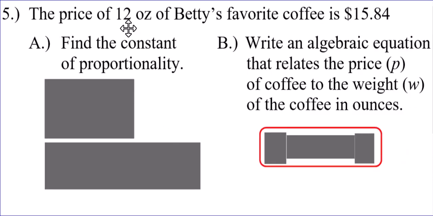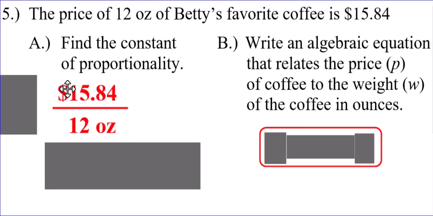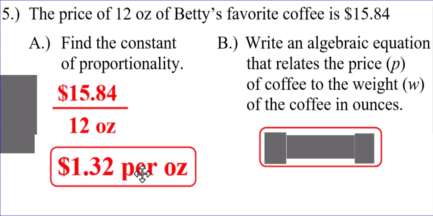All right, problem number five, 12 ounces for $15.84. Once again, there's money involved. You should have put it on top, divided by 12 ounces. That's going to give you $1.32 per ounce. Make sure you have the dollar sign on the left. Make sure you have per ounce to the right.